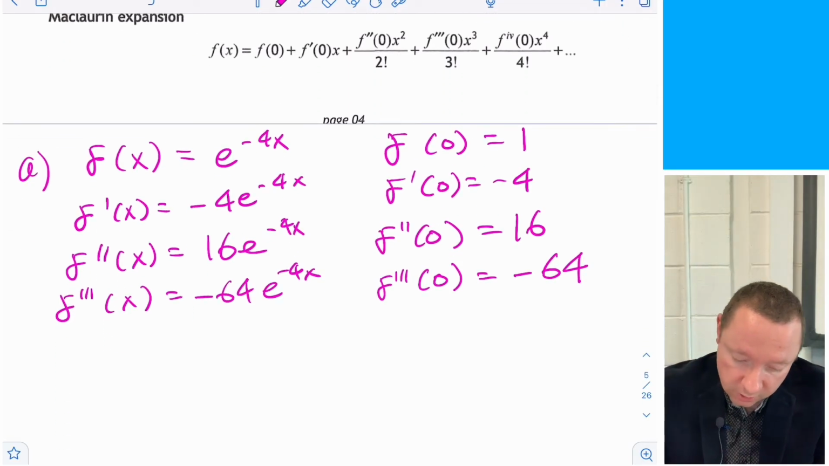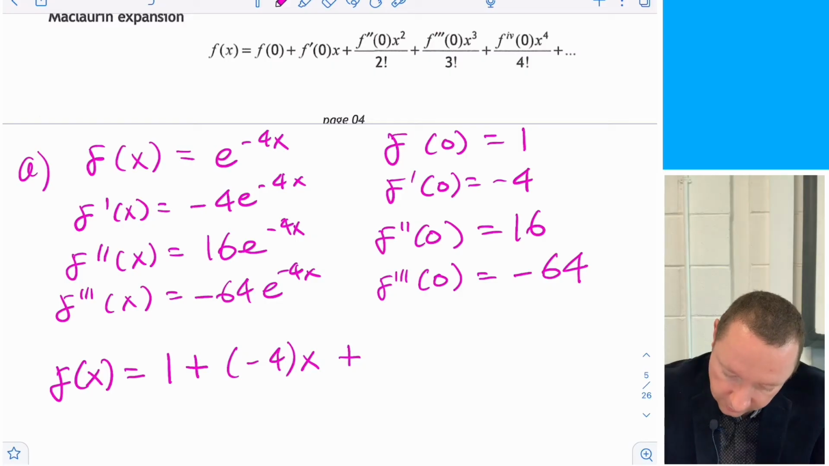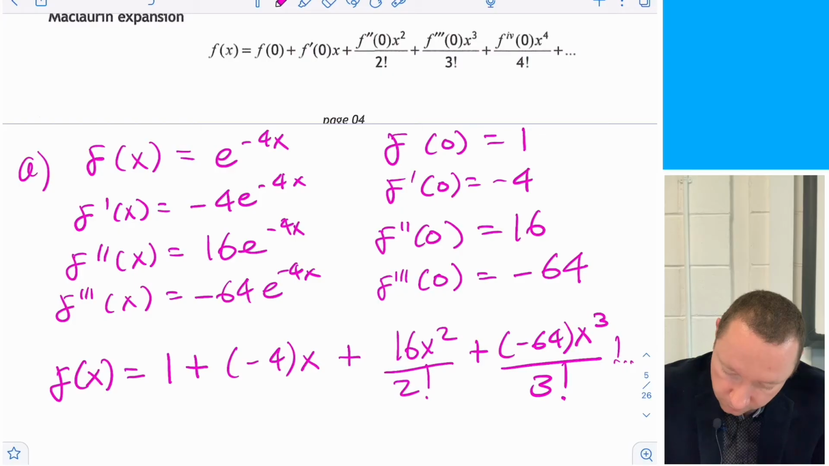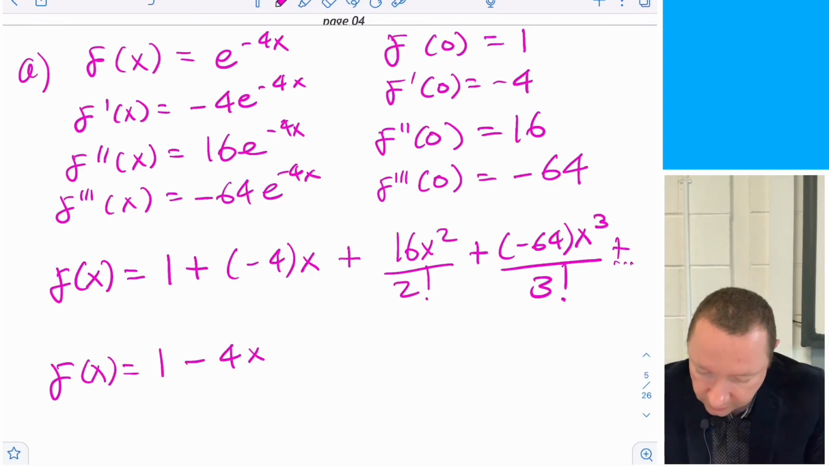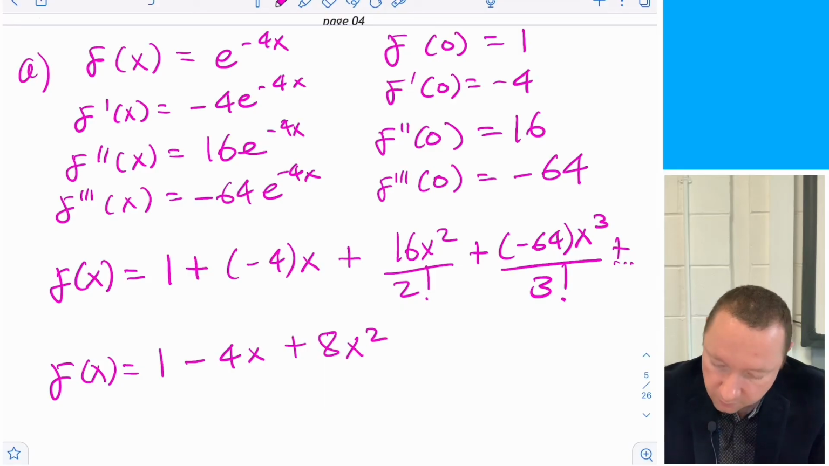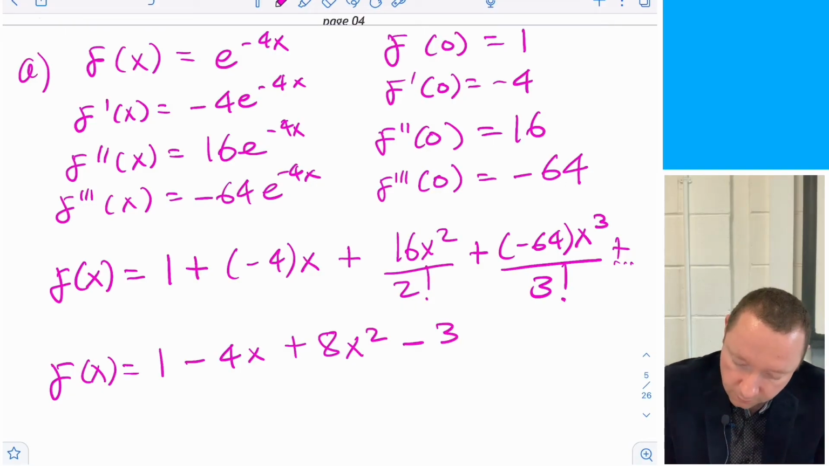Substitute into our Maclaurin expansion. So f of x equals f of 0 plus minus 4x plus 16x squared over 2 factorial plus minus 64x cubed over 3 factorial. We can tidy that up. 1 minus 4x. 16 divided by 2 is 8, so plus 8x squared. 3 2s are 6, so you get 64 over 6, which is 32 over 3. And we've done part A.